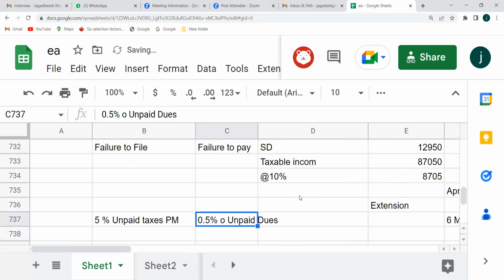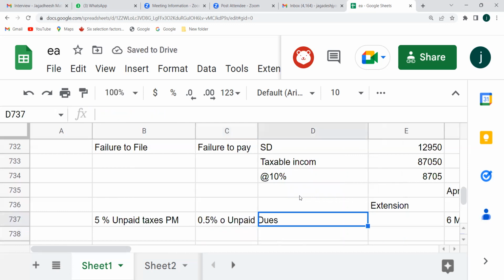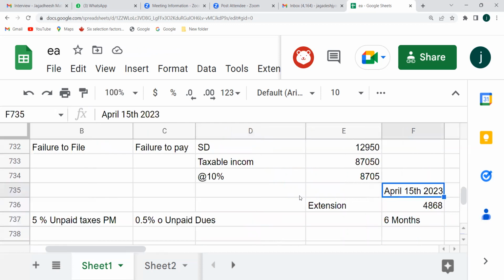This payment has to be made even if the person has filed the extension. The extension is only for the filing. So extension is not for the liabilities which we need to pay. Whatever liabilities we need to pay should be paid by 15th April 2023 only. So the extension is only for the filing, not for the dues.